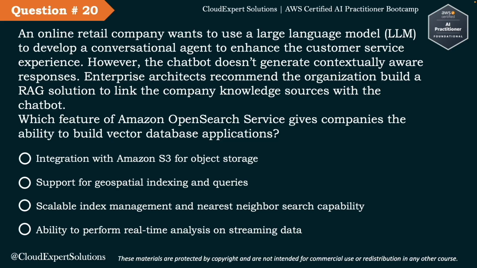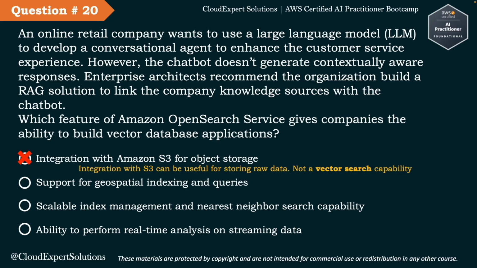Amazon OpenSearch is a vector database, which is an essential component of a RAG solution, and this question is asking which feature of a vector database will give the company the ability to build a vector database application. Let's review the options. Option number 1, integration with Amazon S3 for object storage. While S3 integration will help to store raw data or backup, it does not provide vector search capabilities, which we need for the RAG implementation. Hence, this is not the correct option.